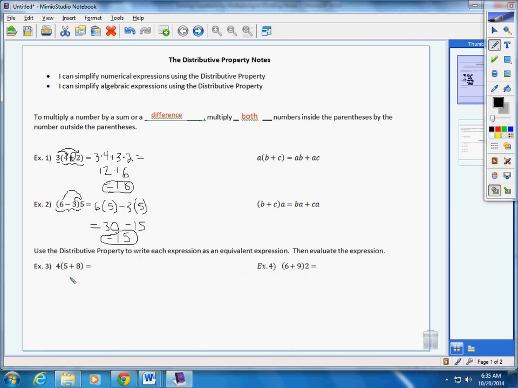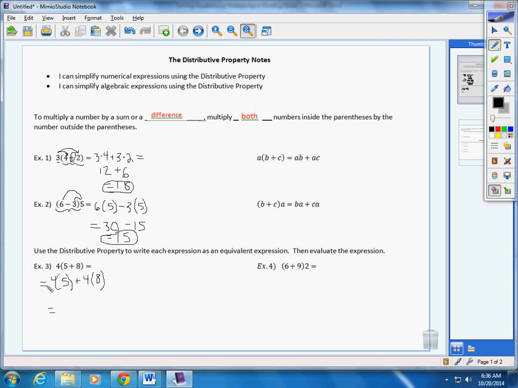Then evaluate the expression. Okay, well it says 4 times 5 plus 8. So once again, just like above, pause the video really quick, do this on your own, and then look back and see if your answer matches up with mine. Okay, so you should have 4 times 5 plus 4 times 8.